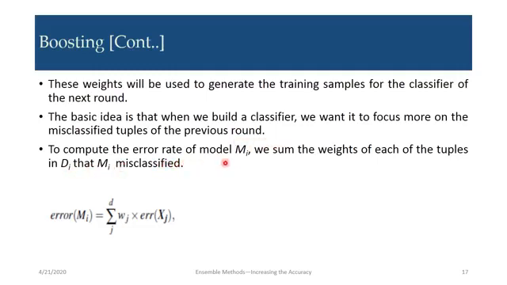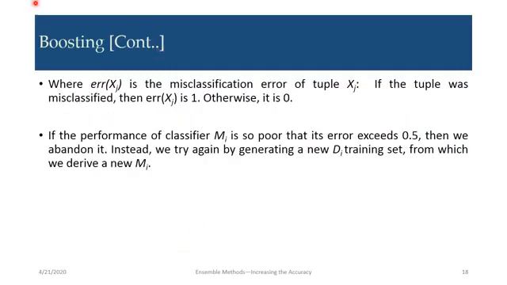To compute the error rate of the model Mi, we sum the weights of each of the tuples in Di that Mi misclassified. So the function is error(Mi), the error for a particular model or classifier, equals the sum over j from 1 to d of wj, the weight associated with the data tuple, times err(Xj). Here err(Xj) is the misclassification error of the data tuple Xj. If the tuple was misclassified, err(Xj) is 1. Otherwise, if it is correctly classified, its value is 0.